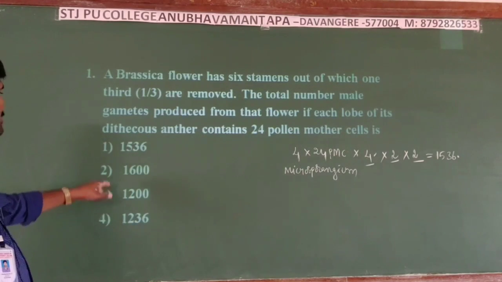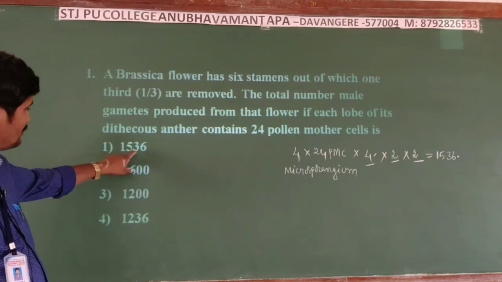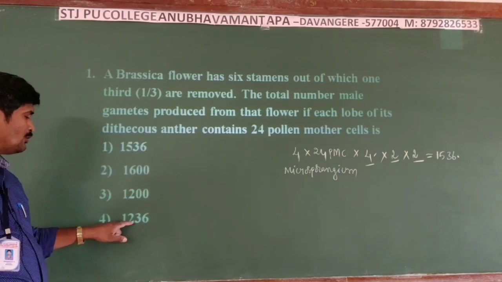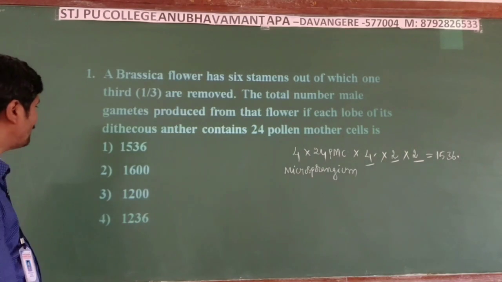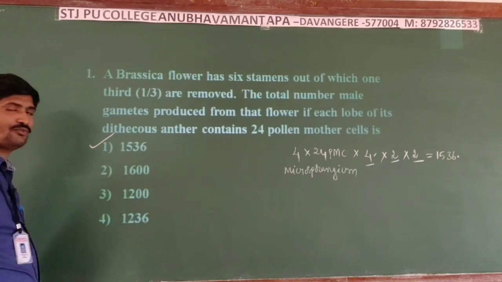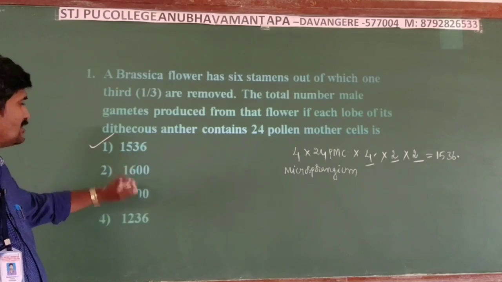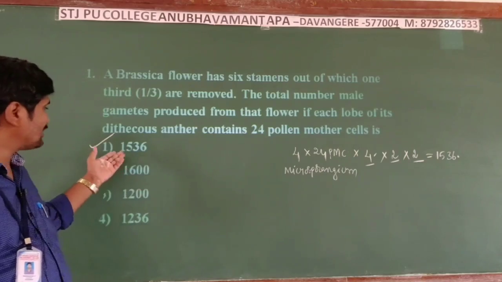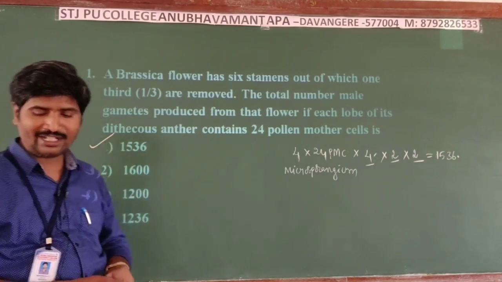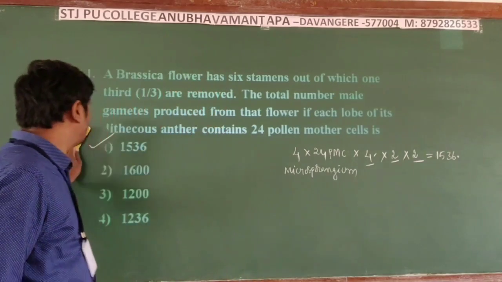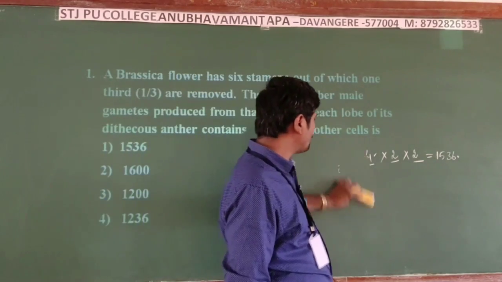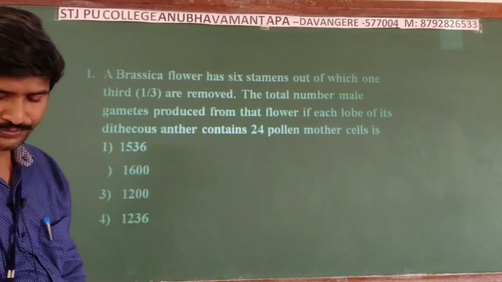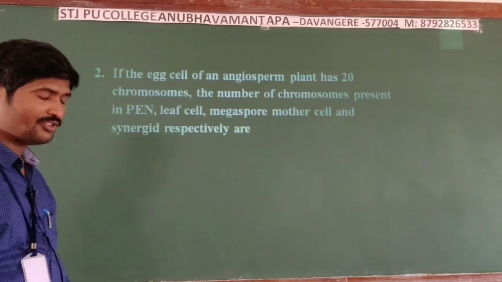See in these options, first option 1536, 1600, 1200, 1236. Now which option is correct? First one, that is 1536. So that's why here that is the correct option, first one. Okay, next one. Go to the another question. See here.